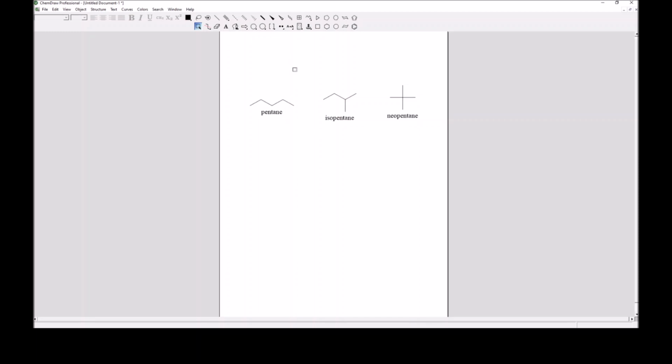And then the question asks us to identify the methyl, the methylene, and the methine carbons. So I'm going to go ahead and put a circle around any of the methyl carbons. So there's a methyl group and a methyl group. I'll make these circles a little smaller and aim a little better. There we go.